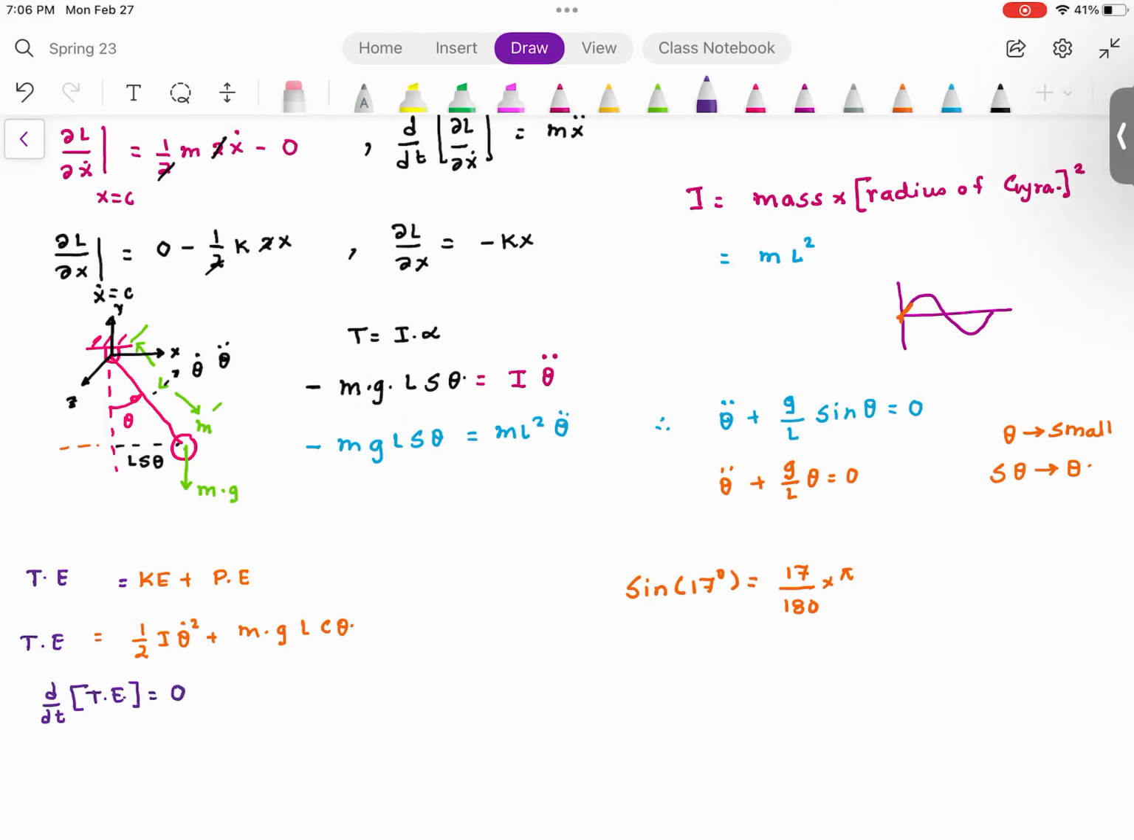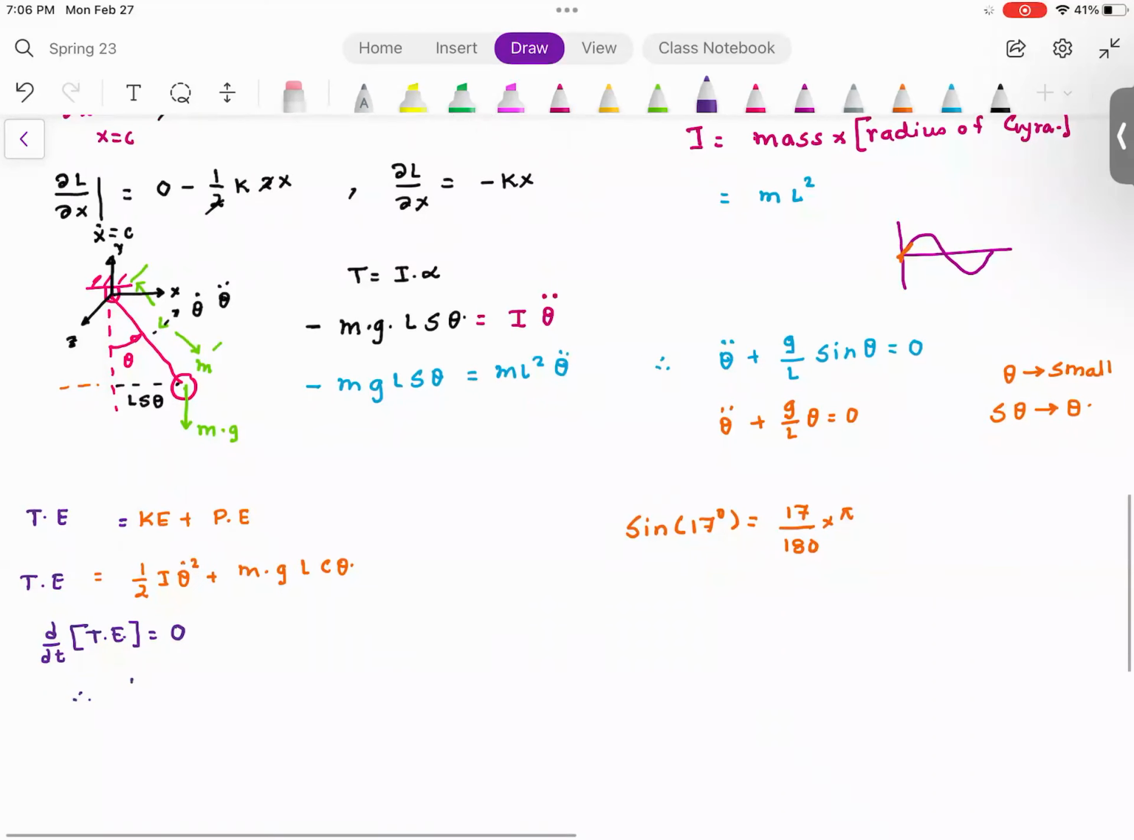Equal to 0. If you take the derivative, 1/2 I times 2 theta dot theta double dot plus m g L cosine theta, whose derivative becomes minus sine theta. Actually, please understand this potential energy, since we are going below datum, is negative.